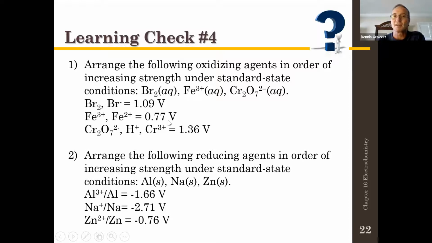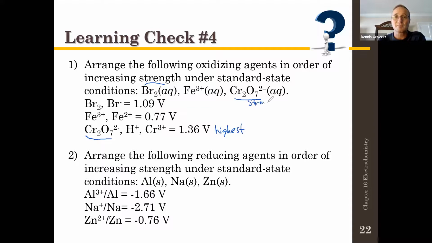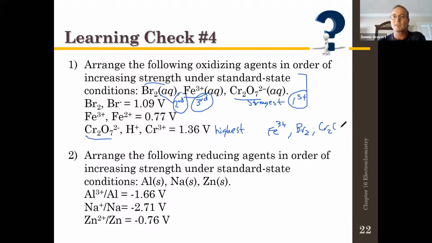So which one's the highest up? 1.36 is higher than 1.09, higher than 0.17. We just ranked them. This is the highest, so it's the strongest. Maybe I should put first place. And then who's the weakest? Well, the lowest voltage is the weakest. This one. This is third place. That bromine's right in the middle. It earns second place in terms of oxidizing power, so you want to order of increasing strength. Okay, so I guess you put Fe, then Br, and then Cr2O7 dichromate, right? That's increasing oxidizing strength. That's what the question wanted.